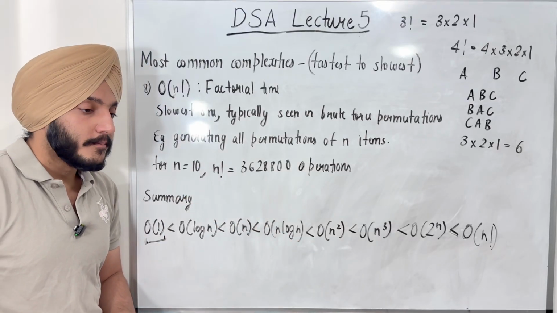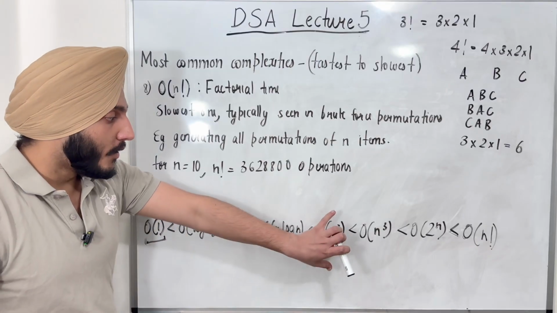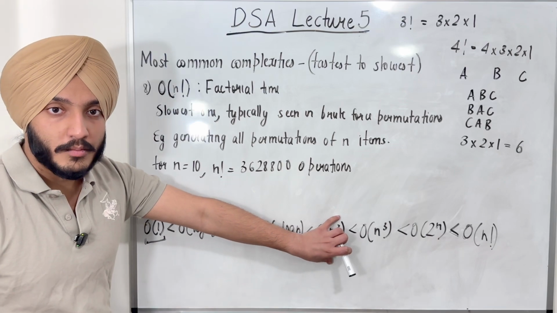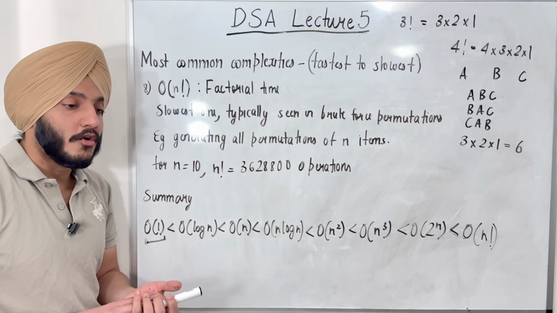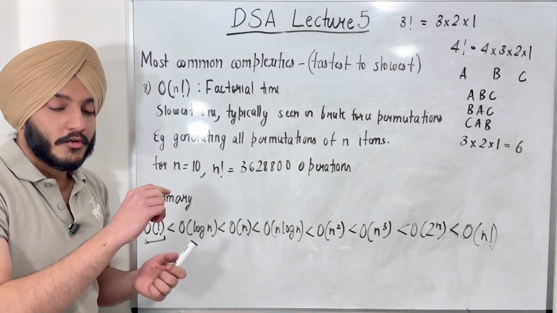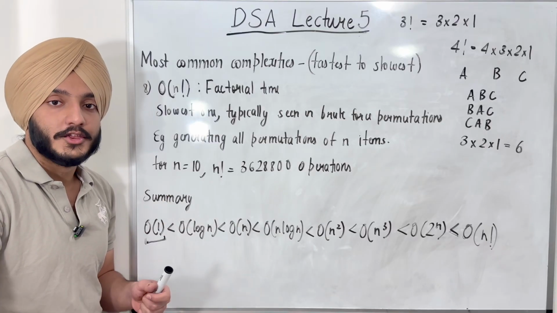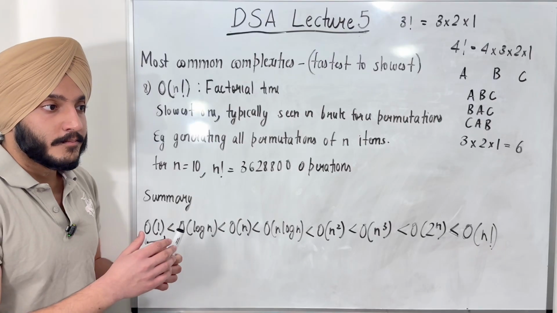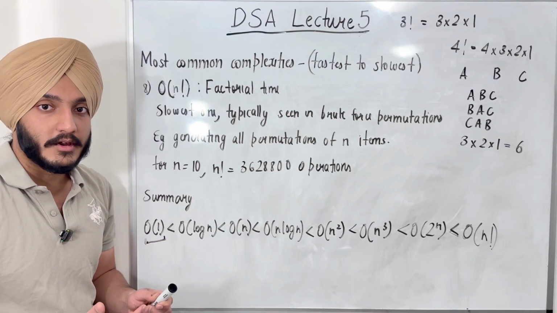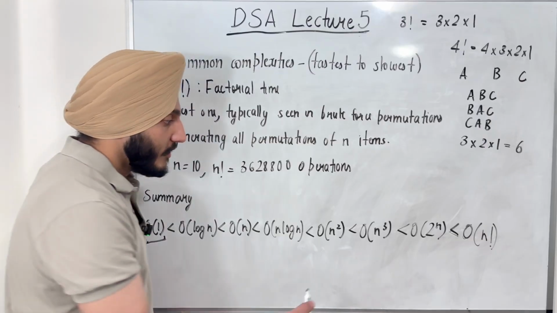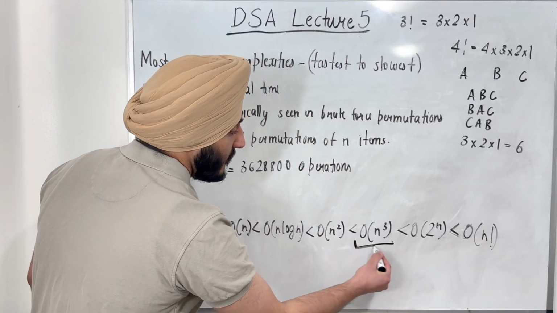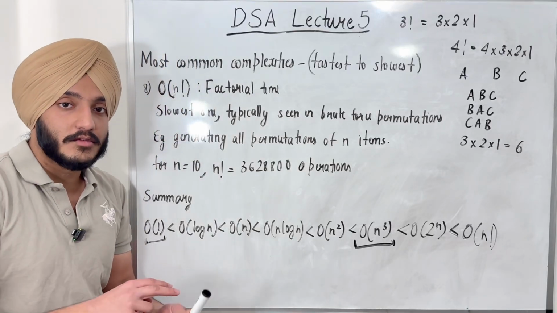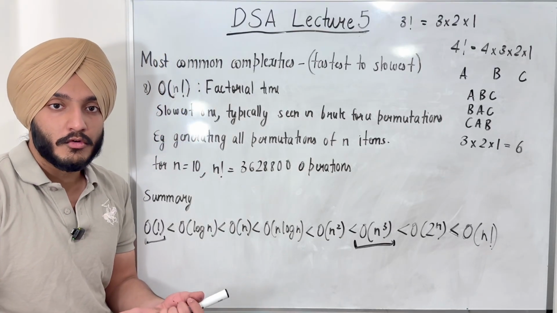Then we have O(n squared), meaning quadratic time. It's like having a double for loop, or a nested for loop. For every single operation, you're performing another operation as well, just like we saw in the example of the nested for loop. This is very easy to understand. N cube would be like 3 nested for loops.